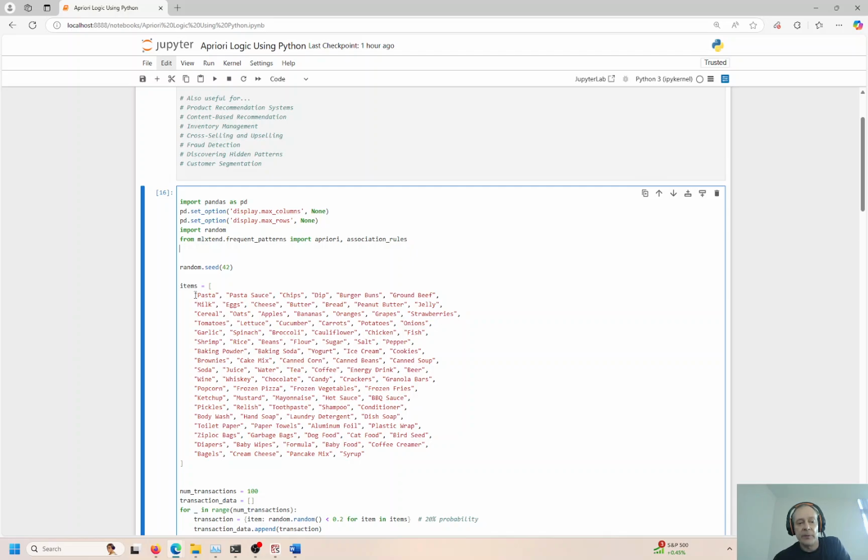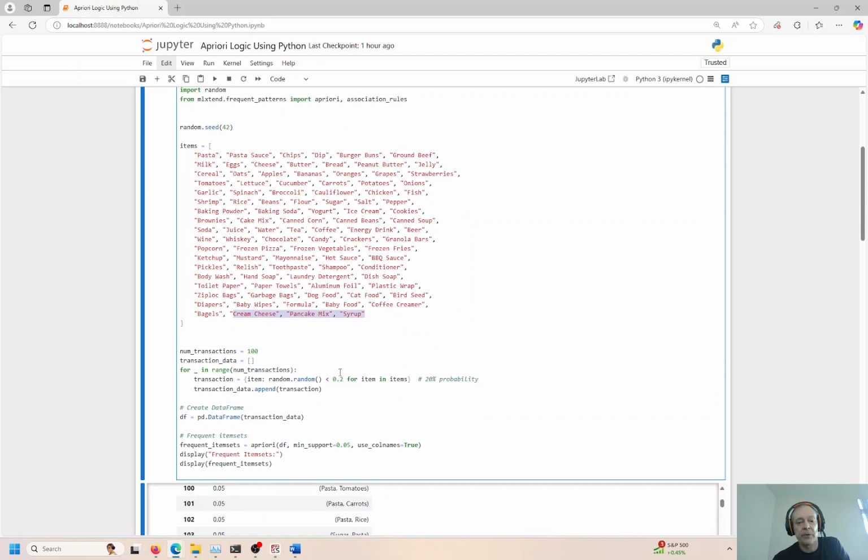So I'm looking at a bunch of items. I think we have about 100 grocery store items here: pasta, pasta sauce, chips, and so on and so forth, down to cream cheese, pancakes, and syrup. Okay, so we are going to start here. The number of transactions could be 100. Like I said, we're going to create a list here, and we're going to append items to this list. Okay, so we're going through the number of transactions. We are randomly looking at these combinations of all the items in this list right here.